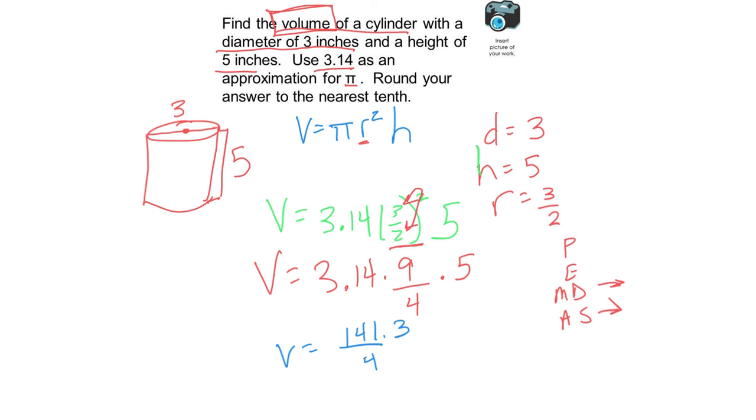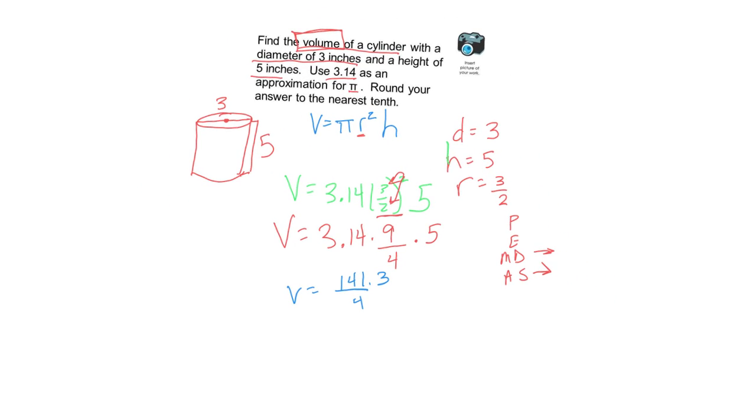Okay, so I used my calculator to do all that multiplication first, and then I wrote it down. And I kept the divided by 4, or over 4, exactly how it is, because we do not want magic numbers. We want written down each and every step. So now I'm still going to use my calculator. I'm going to type in 141.3 divided by 4.